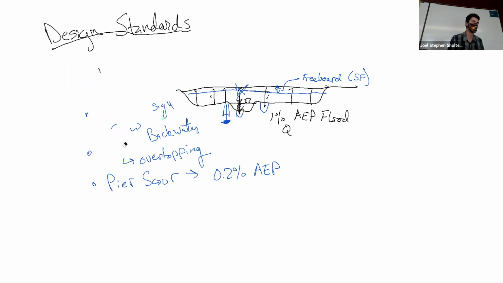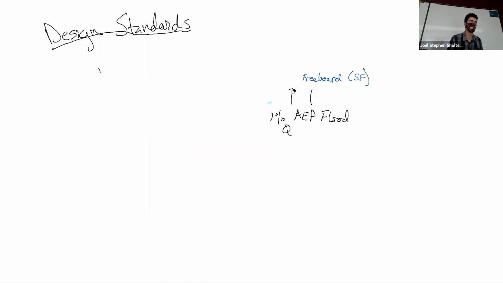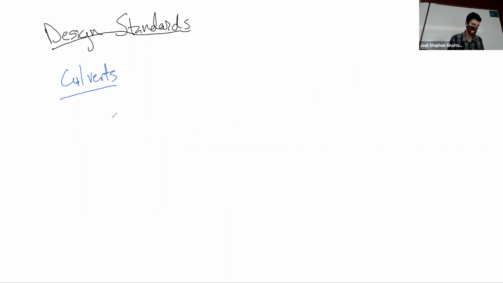Okay, so my point here is that there's a lot of different components to infrastructure, and we might have different probabilities and different design standards according to that. Let's just talk about a culvert a little bit more specifically. So culverts, we want to convey a certain flow rate through the culvert.